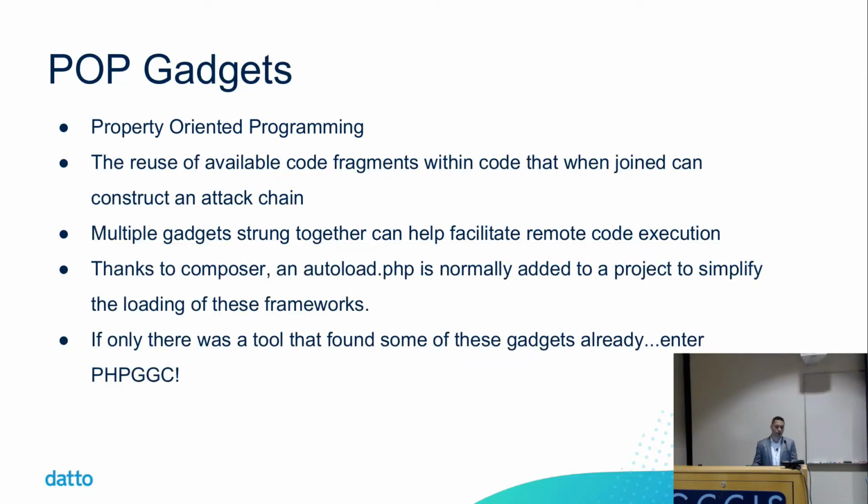You get to reuse available code segments within code that when you join them together, you can construct pretty much like this attack chain. And with these multiple gadgets put together, you can essentially help yourself get remote code execution. I mean, that's what we all want. We want root on the boxes somewhere or another. So thanks to this Composer add-on, it takes that autoload.php file that's always added to a project and simplifies loading of the frameworks.